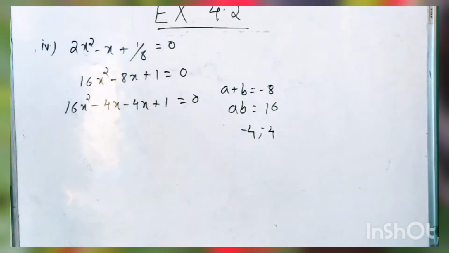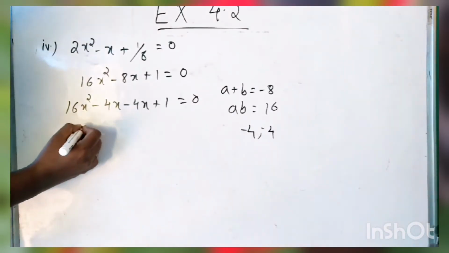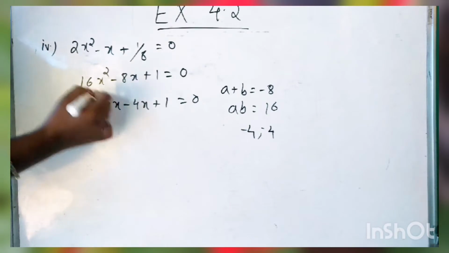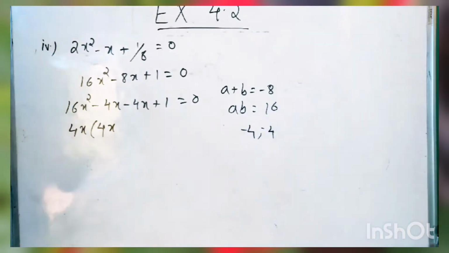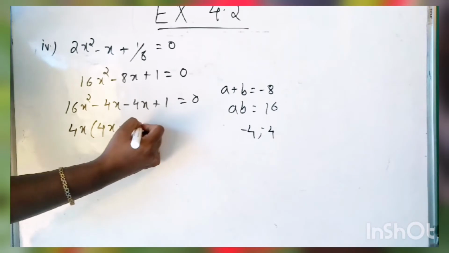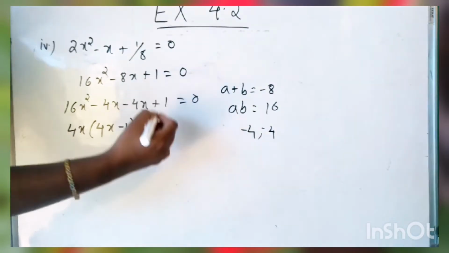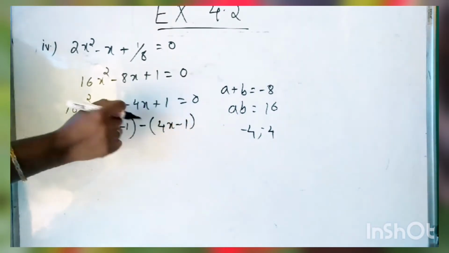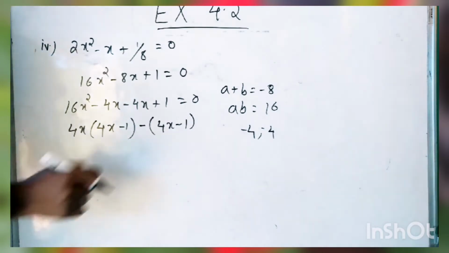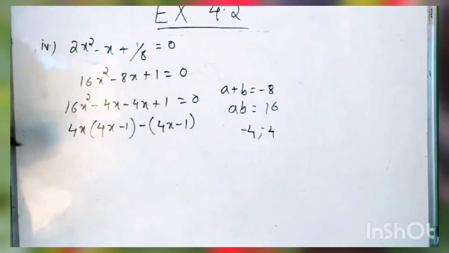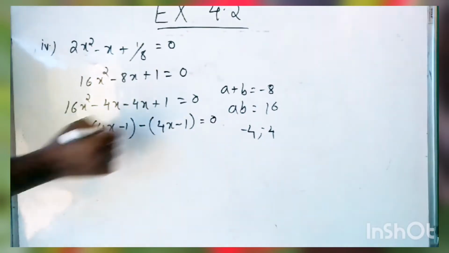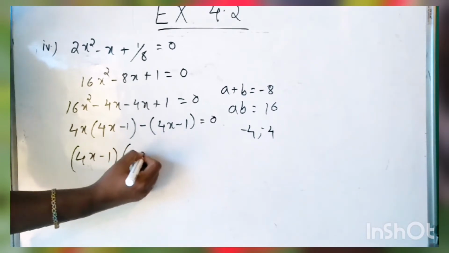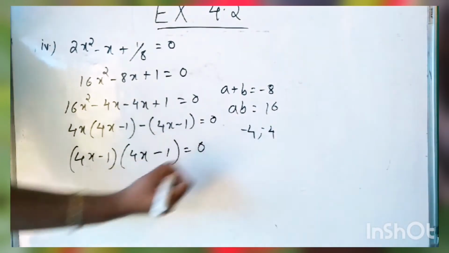Now from the first two terms, take 4x outside. If we take 4x from 16x square, 4x will remain, so we will have 4x minus 1. Minus, take minus outside from these two terms, then it becomes 4x minus 1. If we take minus outside from minus 4x, it becomes plus 4x, and from plus 1, it becomes minus 1, is equal to 0. Now 4x minus 1 is common. Then in the first term 4x will remain and in the second term minus 1 will remain.